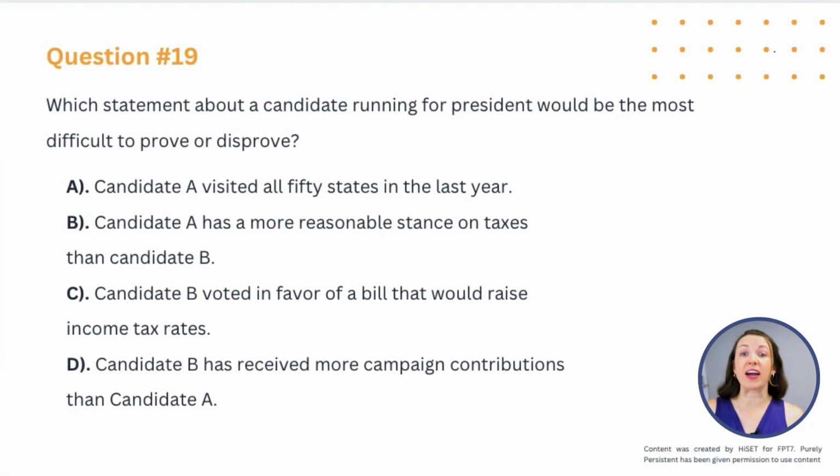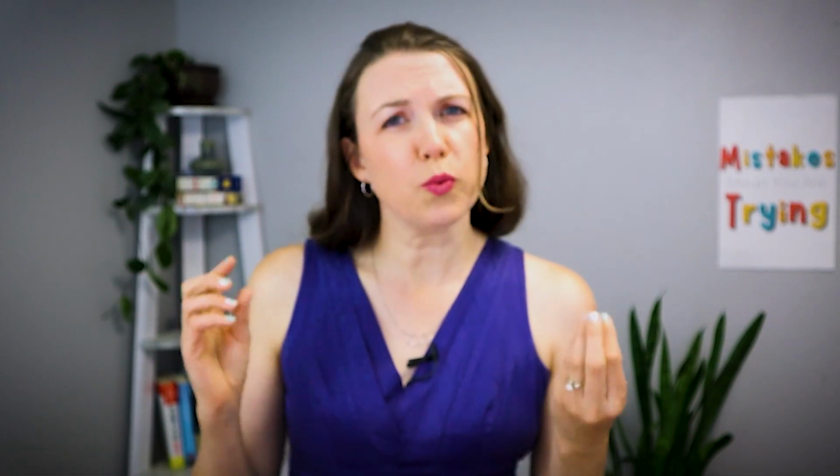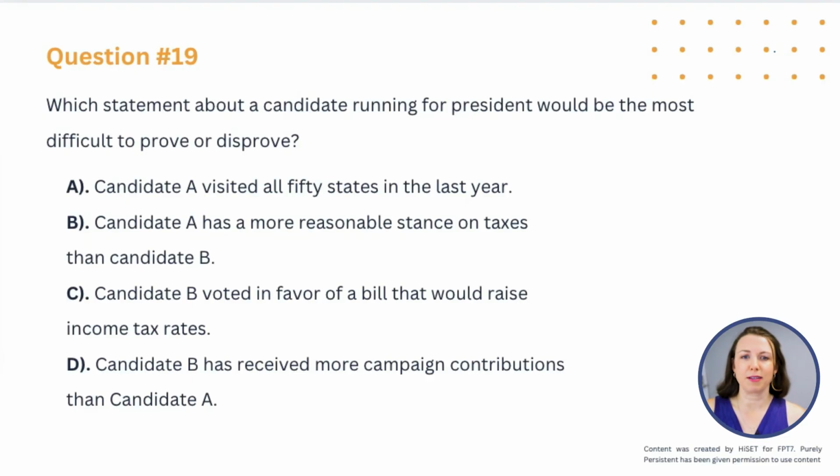Okay, let's get started. Which statement about a candidate running for president would be most difficult to prove or disprove? Let's go through the answers one at a time. Here we have A. A candidate visited all 50 states last year. Could we show that? Yes, they visited all these different states. They were in South Carolina. They were in Utah. Could we easily show that or prove that? Absolutely. So that's not going to be the answer.